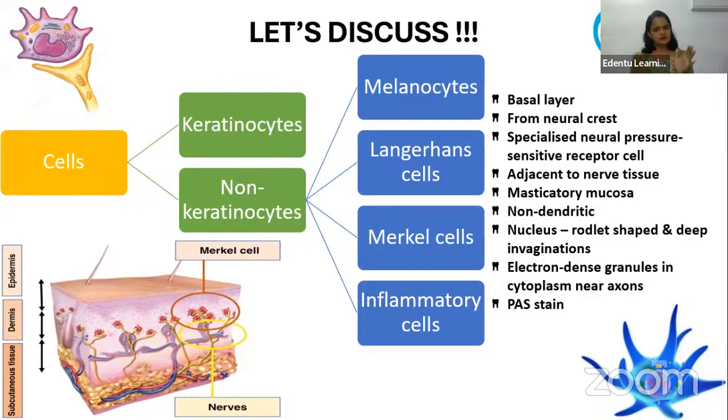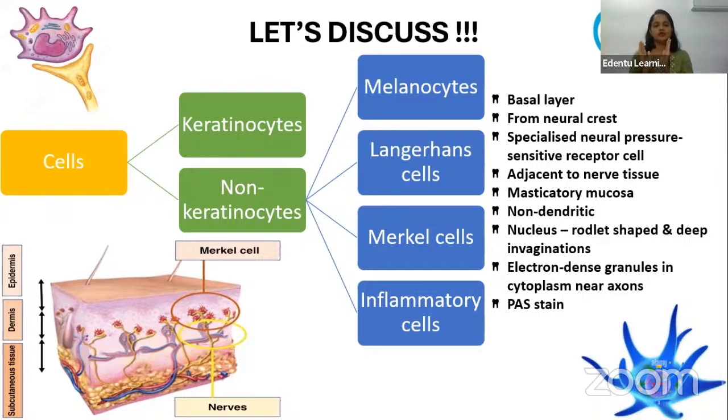They are always present adjacent to the nerve tissue, and are most commonly seen in our masticatory mucosa, like the gingiva. Compared to other non-keratinocytes like melanocytes and Langerhans cells, these Merkel cells are non-dendritic. The other cells like melanocytes and Langerhans cells have dendritic processes extending from the cell body, but the Merkel cells alone don't have any dendritic processes.